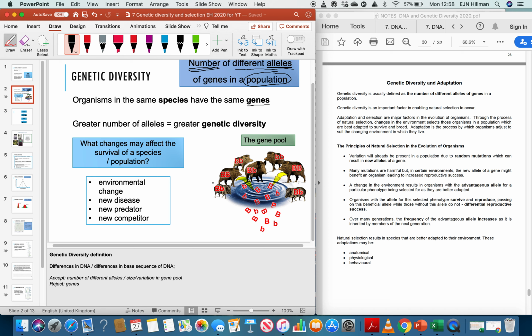All of the alleles in that population combine to form the gene pool. So a population with a greater number of alleles, so a greater number of different versions of a particular gene, has a greater genetic diversity, and obviously that would be reflected by a larger gene pool.